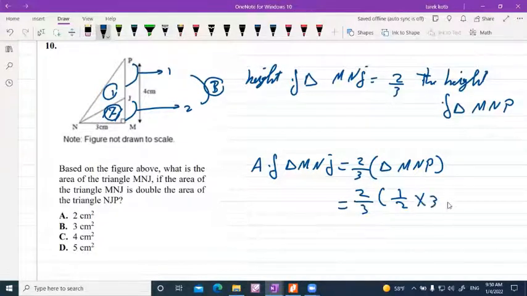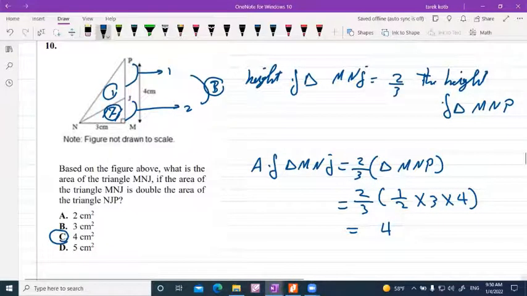So what's the area of the triangle, the big one? It's half times base times height. If you do this calculation, you will get 4. So the area of the triangle is 4.